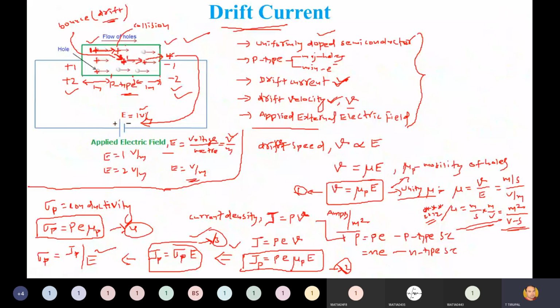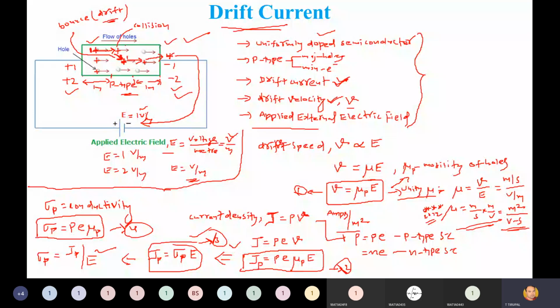Drift current: if you want to achieve drift current, you need to take a uniformly doped semiconductor, which can be P-type or N-type, and drifting or bouncing of electrons takes place. The current produced due to bouncing or drift is called drift current, and the velocity possessed by the charge carriers is drift velocity. You should apply an external electric field. If you do not apply an external electric field, no charge carrier will move, and therefore no current is generated. So these two important points you need to remember.